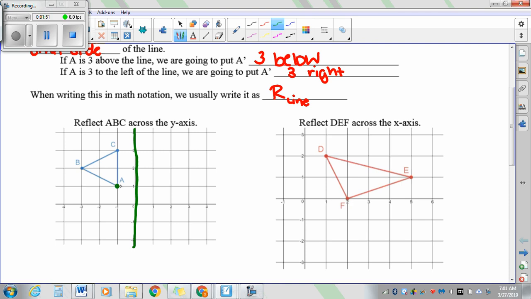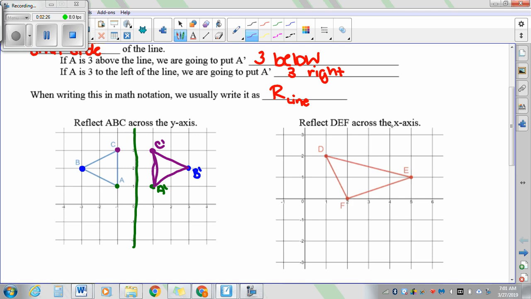So if I look at point A, it is 1 on the left side of the line. So A prime will be 1 to the right. If I look at B, it is 1, 2, 3 on the left side. So I'm going to go 1, 2, 3 on the right side. If I look at C, it is 1 to the left, so C prime will be 1 to the right. And if you'll remember, we need to connect these up so that it makes a triangle. And you'll see that these are perfect mirror images of each other.